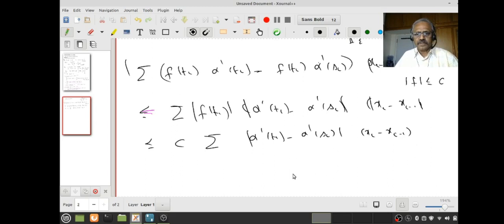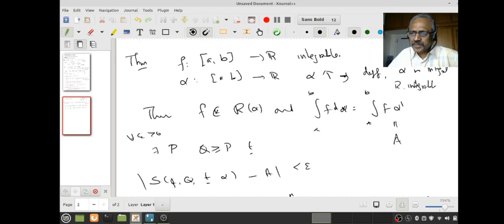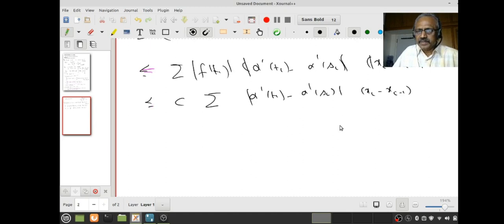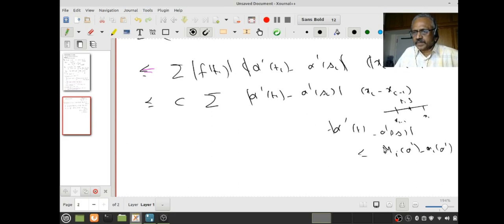Now, have I seen this before? Have you seen this before? Many times you have seen. How many of you can remember? So let's go back. What do I know about alpha prime? My new hypothesis, alpha prime is integrable. You understand? Therefore, with respect to some partition P, I know this alpha prime T, where T lies in some partition interval Xi minus 1 to Xi, minus alpha prime s, T and s are all here, this will be less than or equal to M i of alpha dash minus m i of alpha dash. We had already seen that.